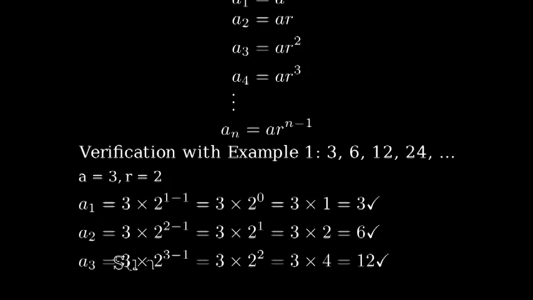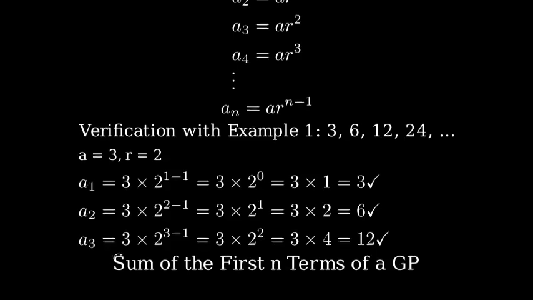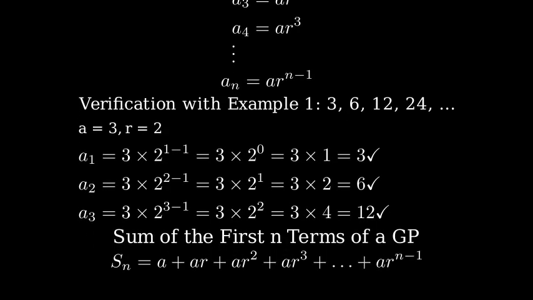Now, let's look at how to find the sum of the first n terms of a geometric progression. Let's denote this sum as S sub n. So, S sub n equals a plus a times r plus a times r squared, and so on up to a times r raised to n minus 1. To derive the formula, we'll use a clever algebraic trick.